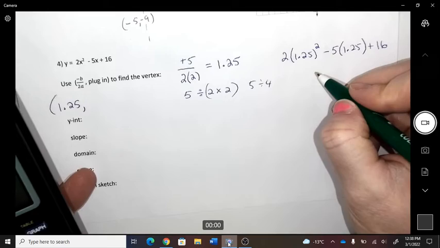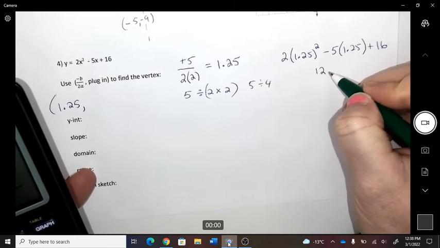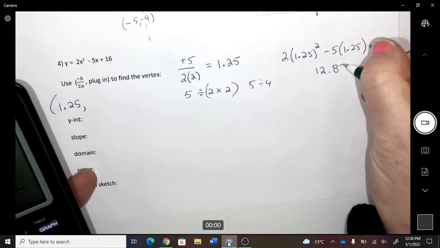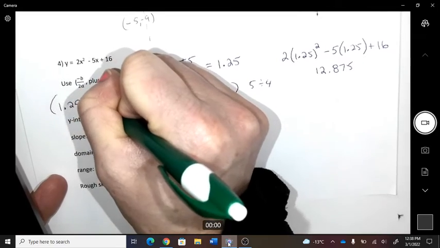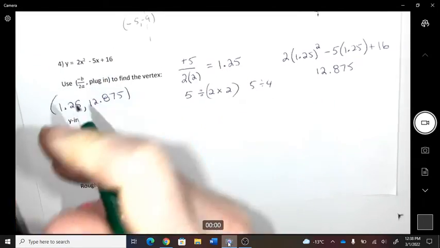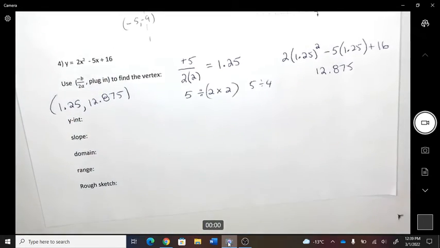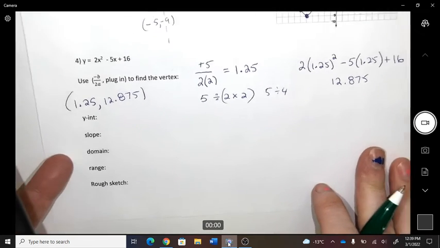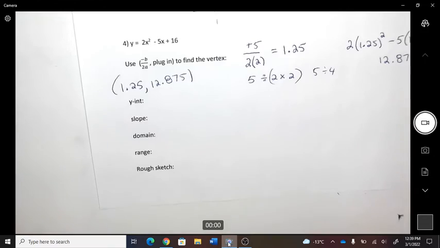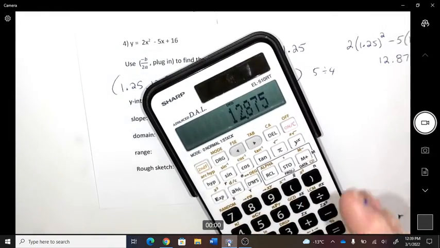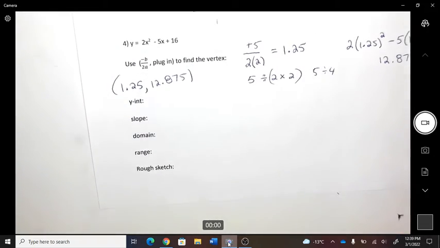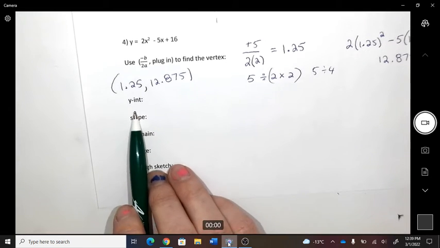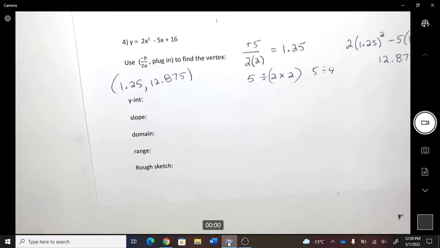Okay, what are we getting? Anybody 12 point something? Okay, 12.875. That's fine if you round it. I just didn't because it just stopped. If it would have kept going forever, I would have rounded it. But Y-intercept, remember in these ones you can just do it like that.